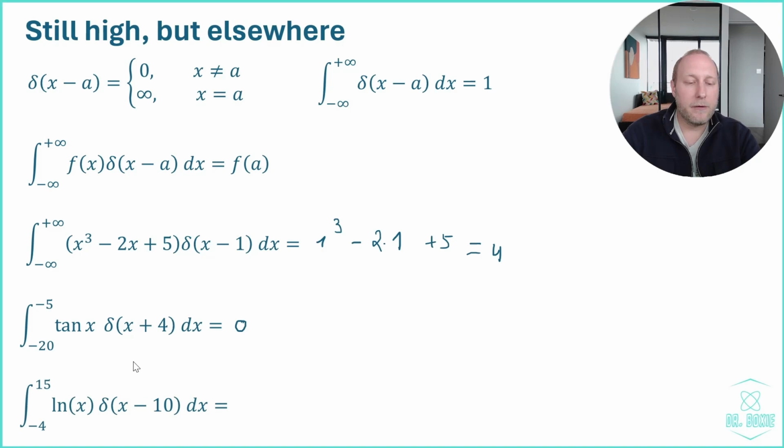And finally, if we want to integrate from negative 4 to positive 15 ln of x, delta of x minus 10, delta of x minus 10 is peaked at 10, and 10 is in that interval, and so we're going to get the value of ln evaluated at 10. So that's ln of 10. So this is how to work with one-dimensional delta functions.